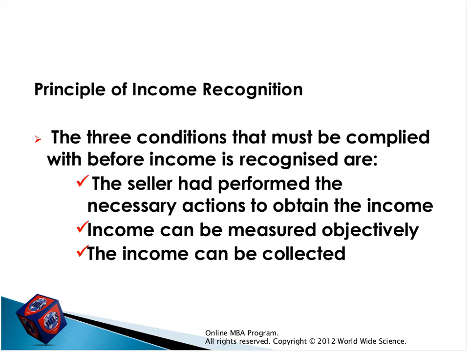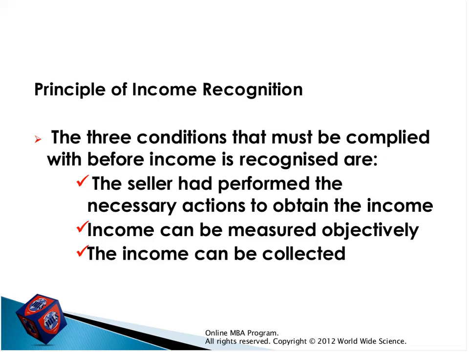Next one, the principle of income recognition. Here are three conditions that must be complied with before income is recognized. That means when we actually recognize that we have income, when we can accept that we have got the income, this is the principle. The first one: the seller has performed the necessary action to obtain the income. That means, for example, I as a company, as a seller, have done some activities to obtain income. For example, I sell some products, goods or services.